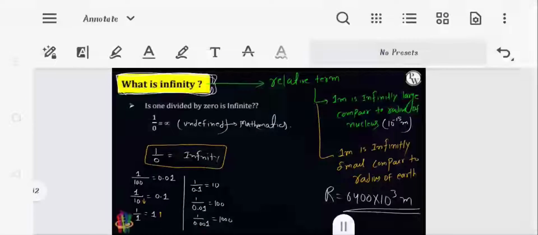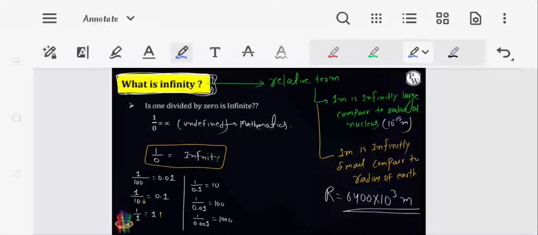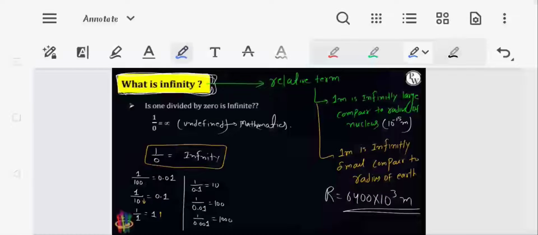Anyways, let's move forward. Now, what is infinity? Is 1 divided by 0 infinite? Yes, it is infinite in case of physics, but it is undefined in case of mathematics. Alright, as we know that if we divide 1 by 100, you will get 0.01. What is infinite?